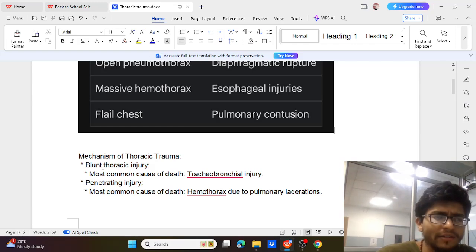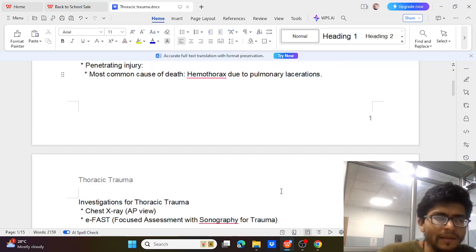Blunt thoracic injury is most common, and the most common cause of death in blunt thoracic injury is tracheobronchial injury. And in case of penetrating injury, the most common cause of death is hemothorax due to pulmonary laceration.